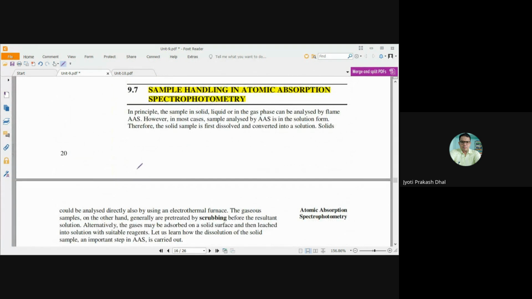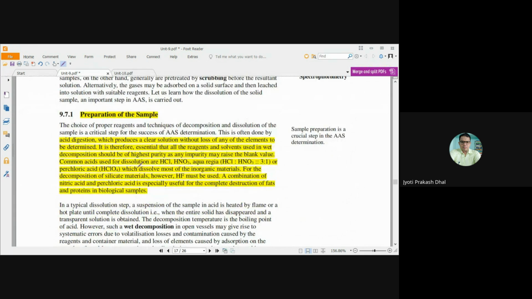Now coming to the sample handling in AAS. First one is preparation of sample for AAS. This is often done by the acid digestion method, which produces a clear solution without loss of any element to be determined. It is therefore essential that all the reagents and solvents used in the decomposition should be of highest purity, as any impurity may raise the blank value. So the sample should be in the highest purity form.